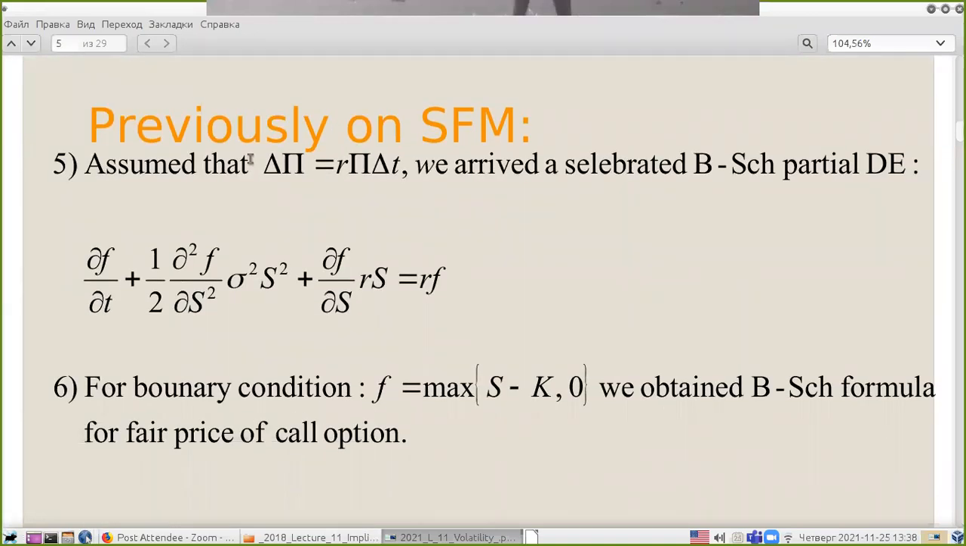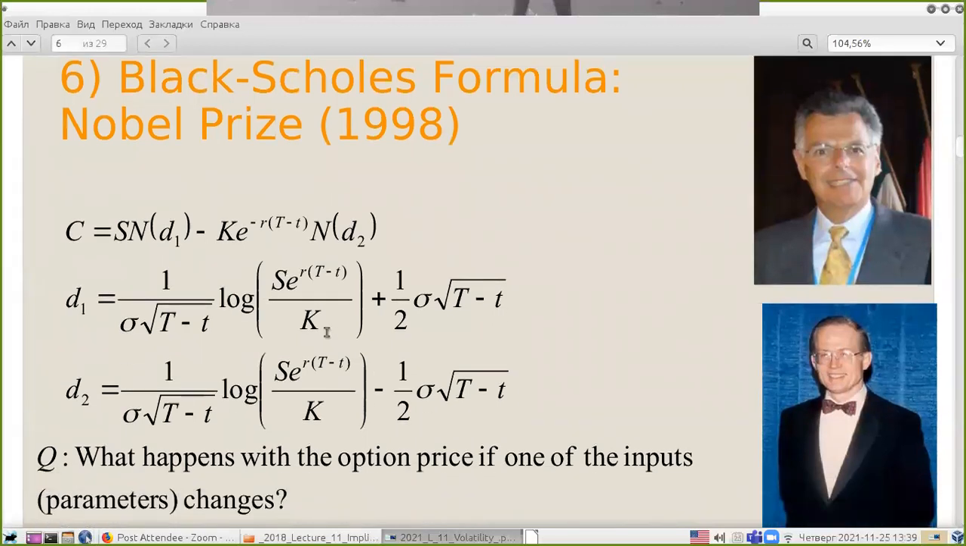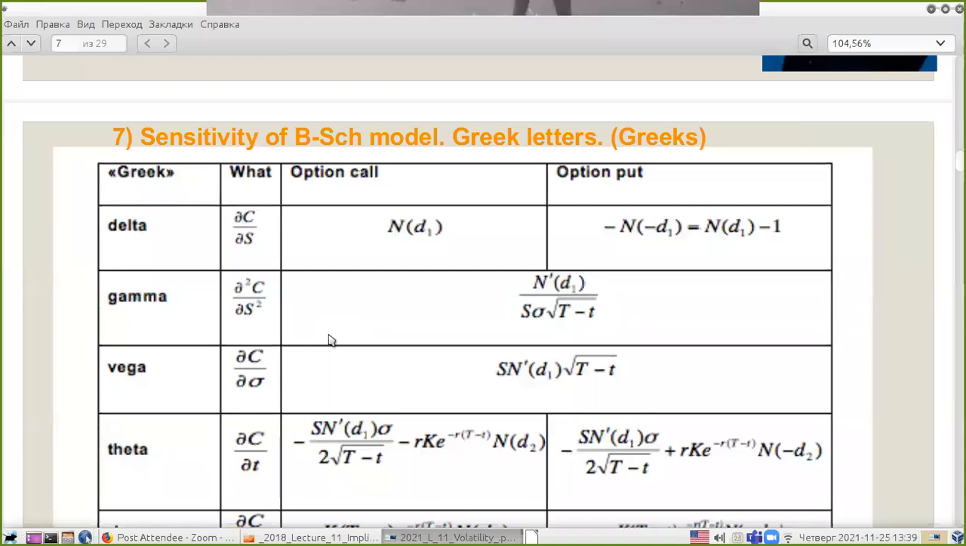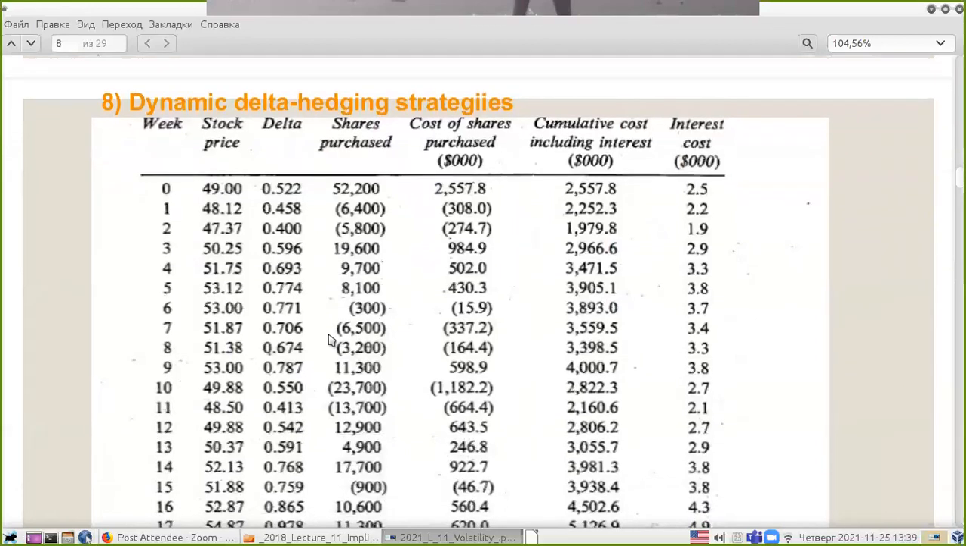Assuming that the change in the portfolio is equal to this product, we arrived at the celebrated Black-Scholes partial differential equation, and for the boundary condition, we obtained the Black-Scholes formula. You remember this formula. Last lesson, we would like to answer the question: what happens with the option price if one of the input parameters changes? We got the table which describes the sensitivity of the Black-Scholes model, the Greek letters. And we provided dynamic delta hedging strategies.